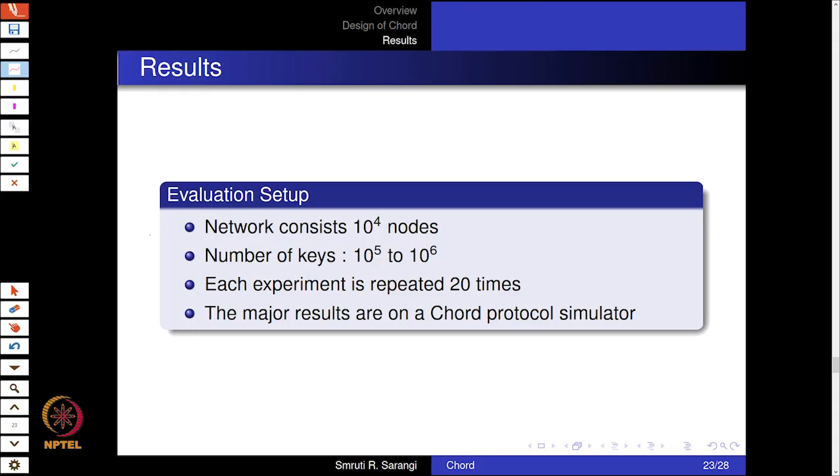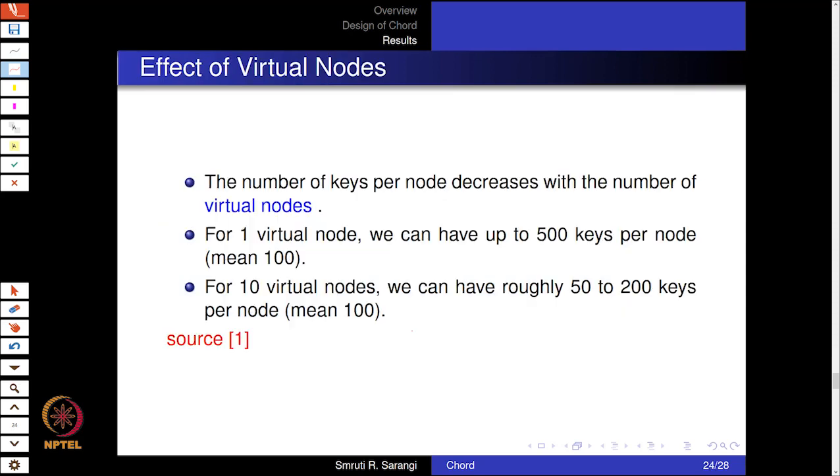So now we will discuss a thing or two about the evaluation setup. So the network here consisted of 10,000 nodes, and the keys varied from 100,000 to a million. And the experiment was repeated 20 times. So you can also see error bars in the figure. And they didn't actually do it on a real data center, on a real distributed system. This experiment was done on a simulated environment.